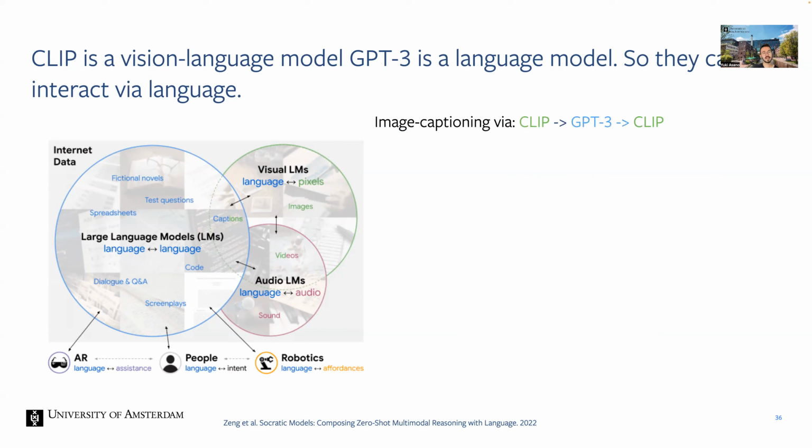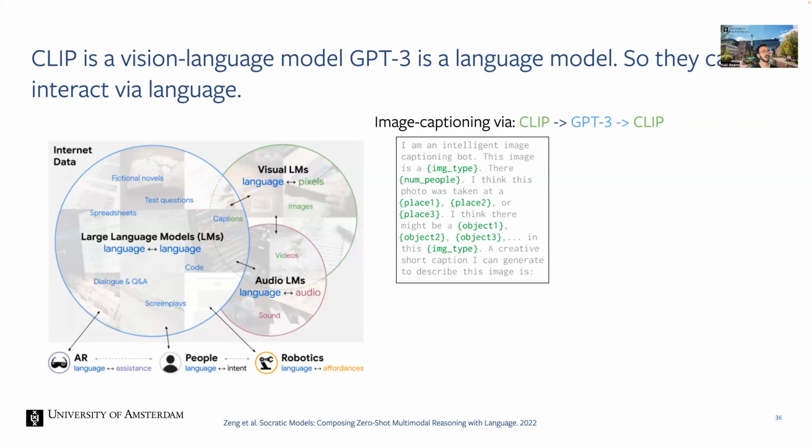In this case, we're going to be looking at image captioning. What you do first is you use CLIP, then you use GPT-3, then you use CLIP again. How do you do image captioning via these three tools? None of these have been trained for image captioning, but how can you solve it nevertheless? You first ask CLIP, what kind of image type do we have? And there's only a few: a photograph, maybe a poster, a sketch, a painting, and so on.